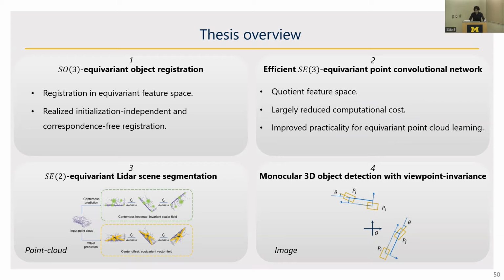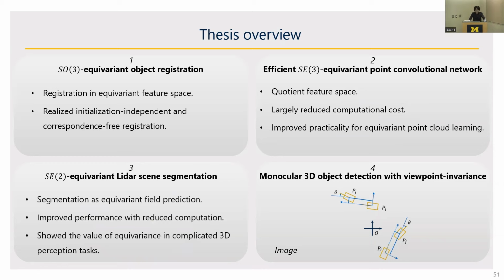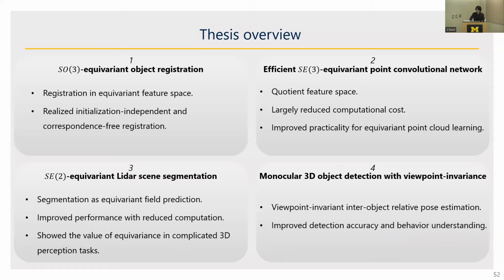In the third part, the SE2 equivariant LiDAR scene segmentation views the segmentation problem as an equivariant field prediction problem. It improves the performance with reduced computation. And through this task, we show the value of equivariance in complicated and realistic 3D perception tasks. Lastly, monocular 3D object detection with viewpoint invariance. We proposed a viewpoint invariant inter-object relative pose estimation task, and our model improved detection accuracy and behavior understanding.